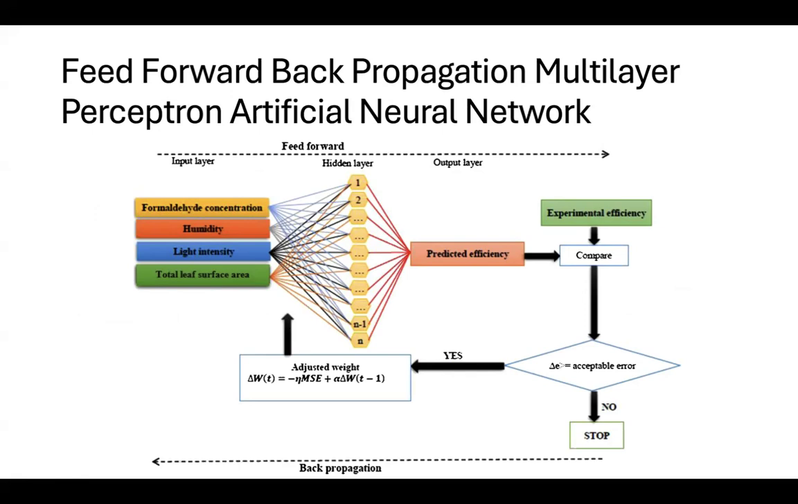So this is a visual representation of the ANN. The input layer included formaldehyde concentration, relative humidity, light intensity, and total leaf surface area data. Only one hidden layer was applied here because of the small number of available datasets. The predicted efficiency was then outputted, and the prediction error was then reduced by adjusting the biases and weights.